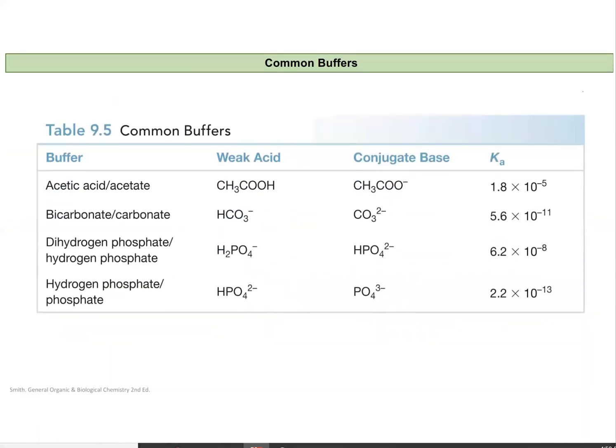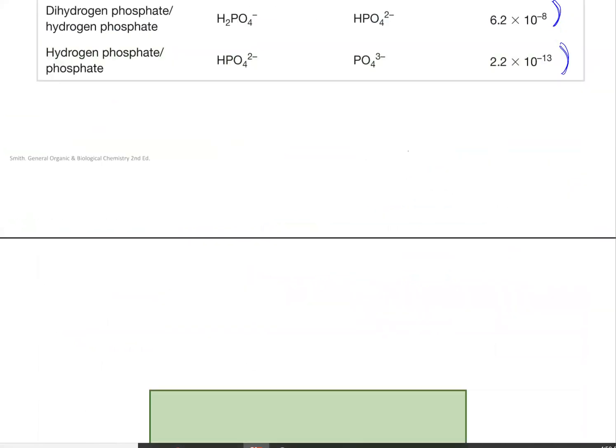Here's some other common buffer systems you might encounter in biology. Acetic acid and acetate is commonly used. Bicarbonate and carbonate is in our bodies. Dihydrogen phosphate and hydrogen phosphate and phosphate as well. So these are all buffer systems that you might encounter in the biological sciences.